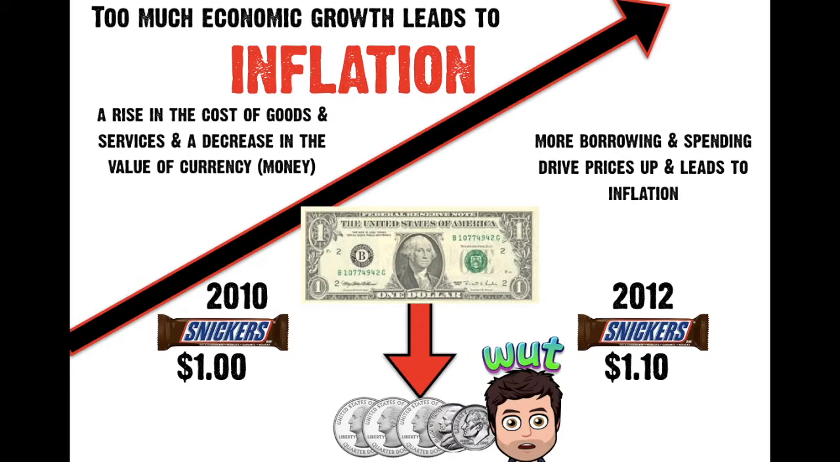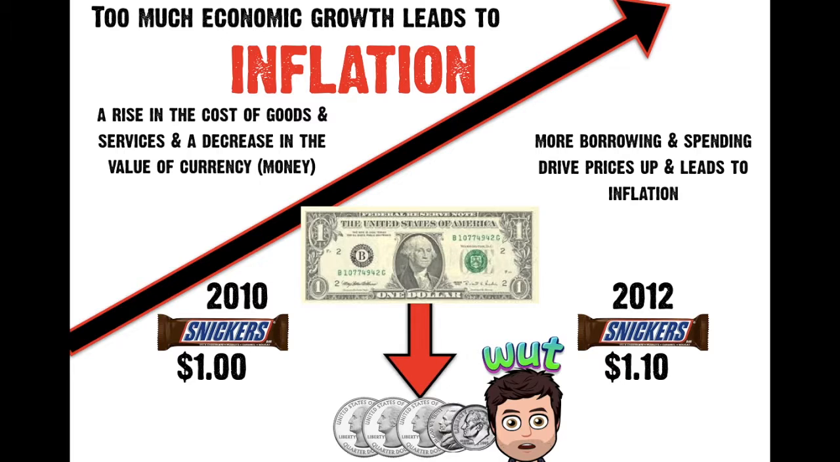So we talked a little bit about inflation in class, so let's go back over that. Inflation is a rise in the cost of goods and services as well as a decrease in the value of your currency. Too much economic growth will lead to inflation. Our scenario here takes the price of a Snickers bar from $1 in 2010 to $1.10 in 2012. The Snickers bar didn't change, but the price sure did. So due to this rapid growth in the economy, with lots of spending and lots of borrowing, we have inflation, which devalues our currency, which is definitely not a good thing.